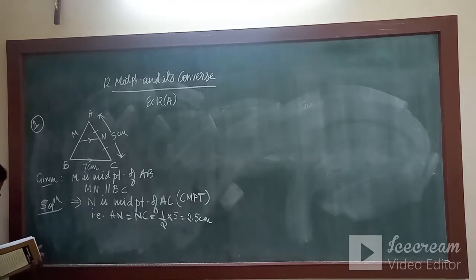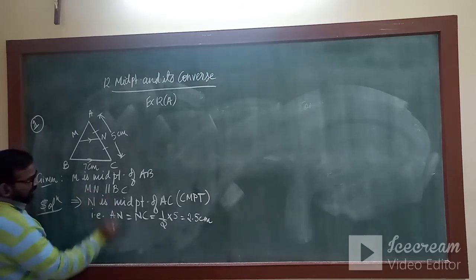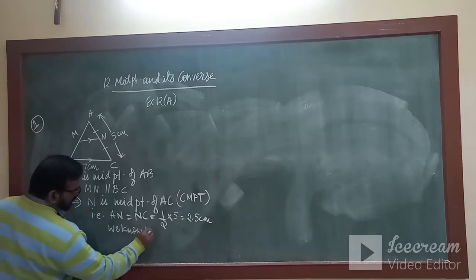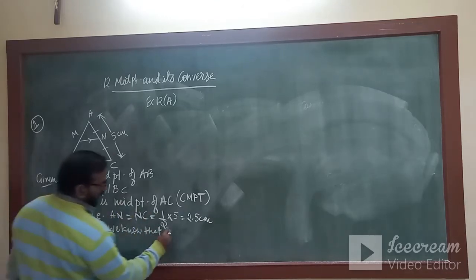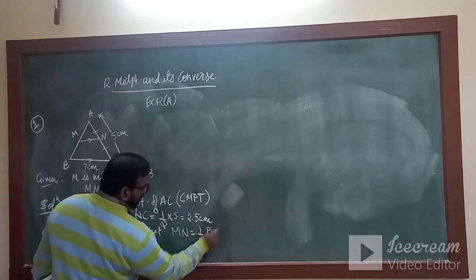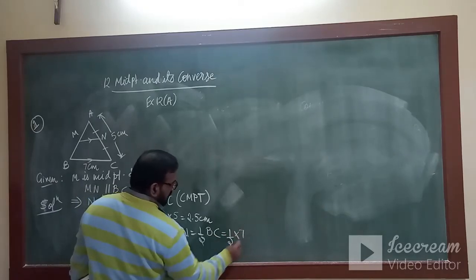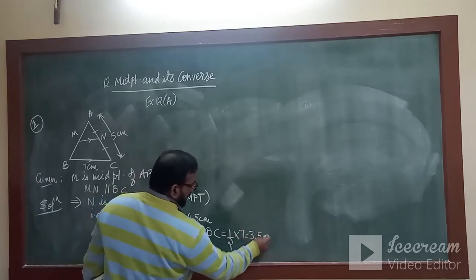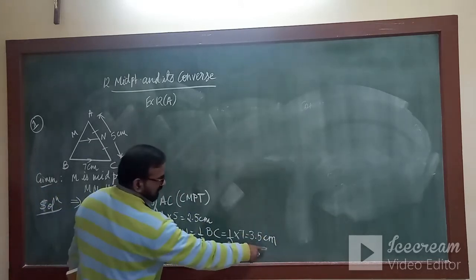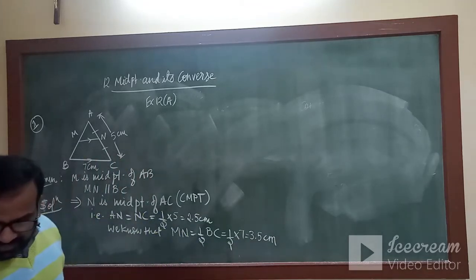Then what we have to find next? Value of MN. So since MN is parallel to BC, we know that MN will be half of BC, that is half into 7, that is 3.5 centimeter. So like this we can solve the question.